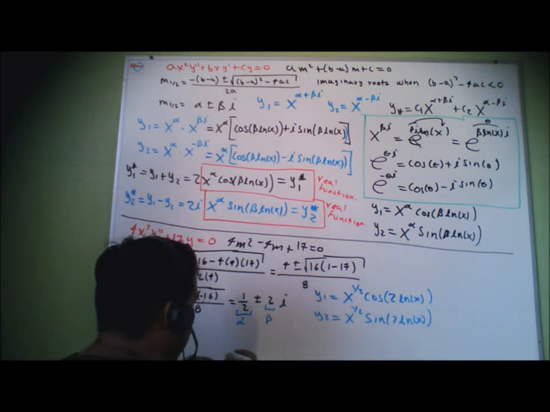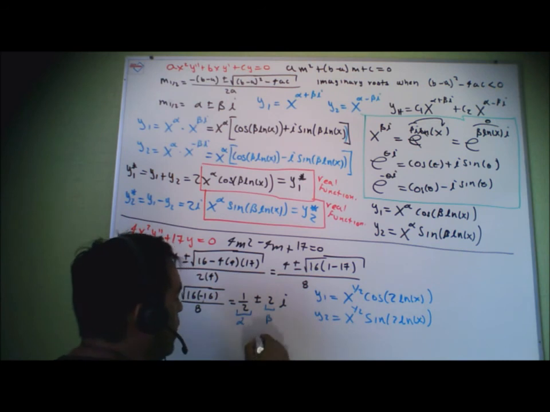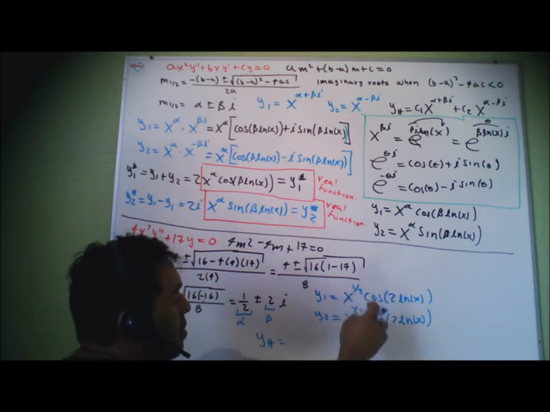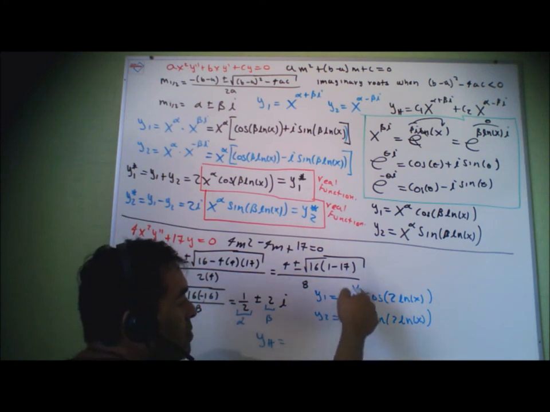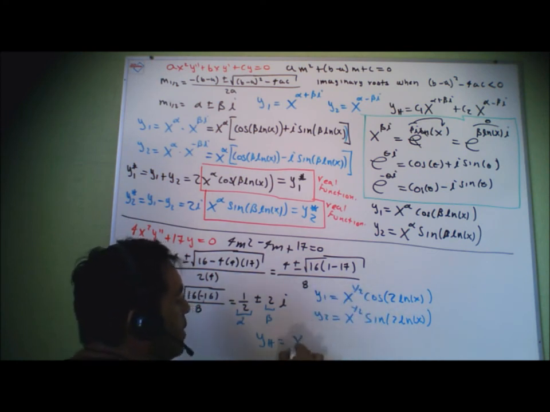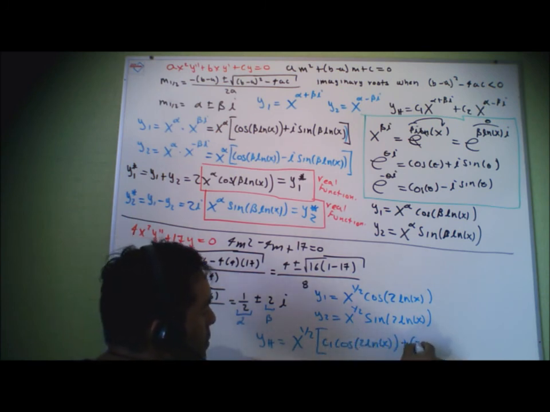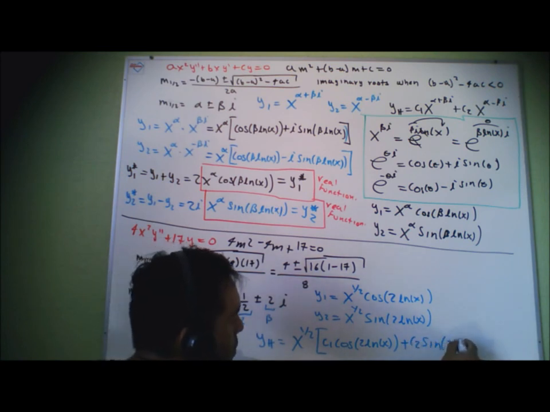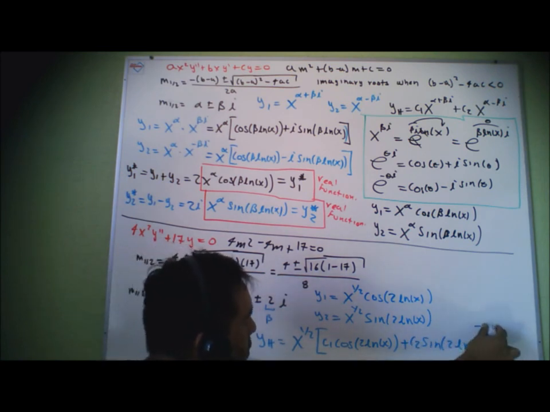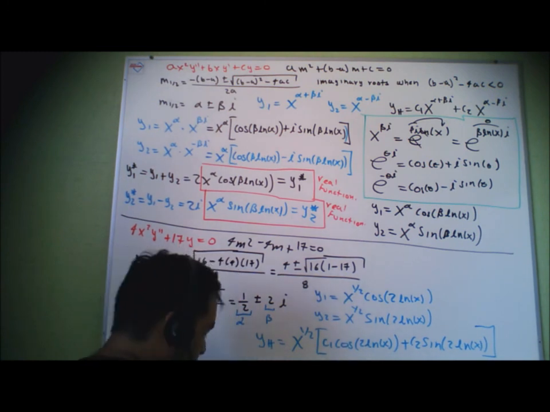Alright, now let's write the general solution, the homogeneous solution, sorry, because it is equal to 0, we only have homogeneous solution, so it's going to be C1 times this solution, C2 times this solution. Now because we have this, we can factorize it, x to the power 1 half, and then C1 cosine of 2, the natural log of x, plus C2 sine of 2, the natural log of x. And that's it. So this is the solution when you have imaginary numbers.